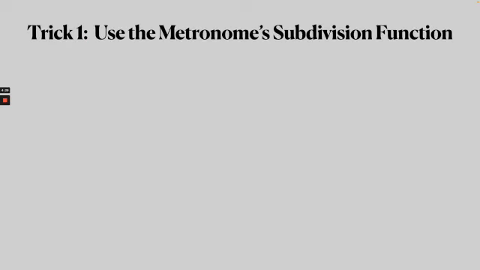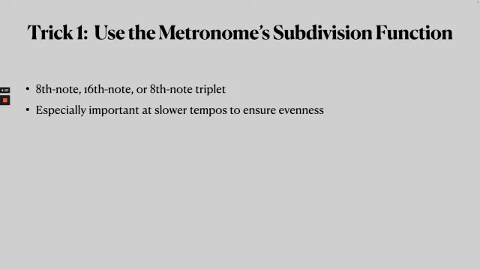Our first trick is to use the metronome subdivision function to help. Most digital metronomes and metronome apps have a way to subdivide each beat into eighth notes, eighth note triplets, or 16th notes. This function helps ensure you're playing all those fast notes evenly, especially when working in slow tempos. It's easy to rush when starting the march at a slow tempo. Sometimes I leave the subdivision on throughout the entire march, but it can be effective to toggle it on and off at the faster tempos to see if you can play evenly without it.